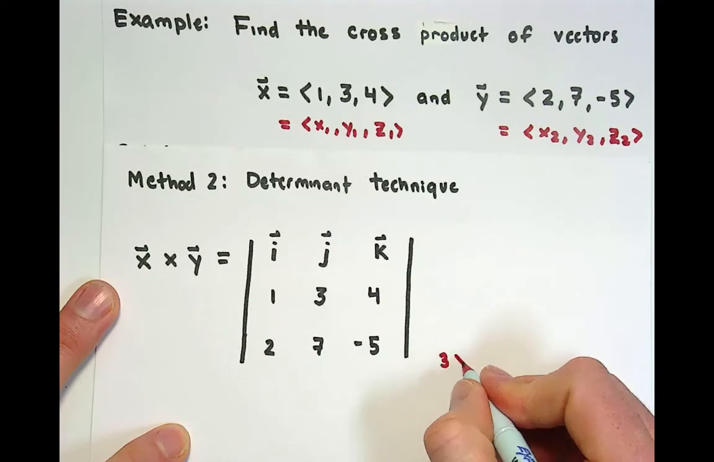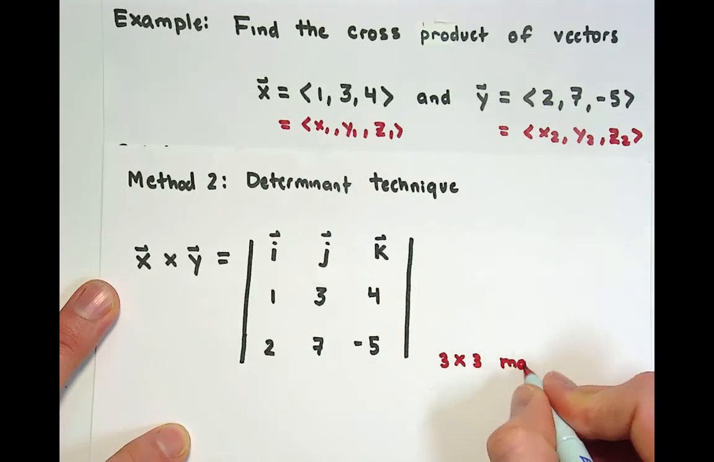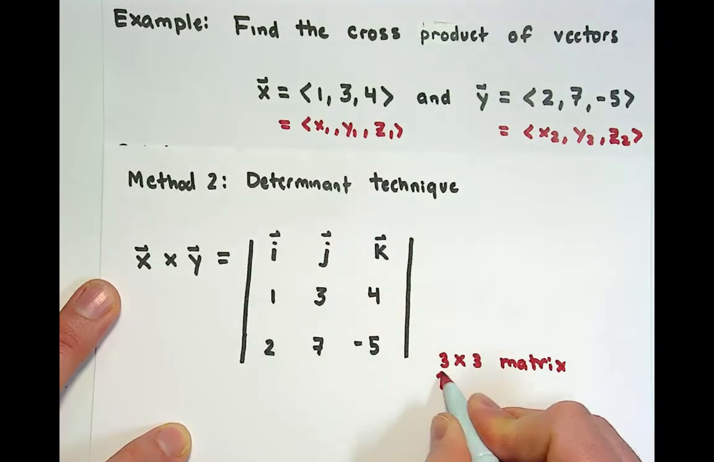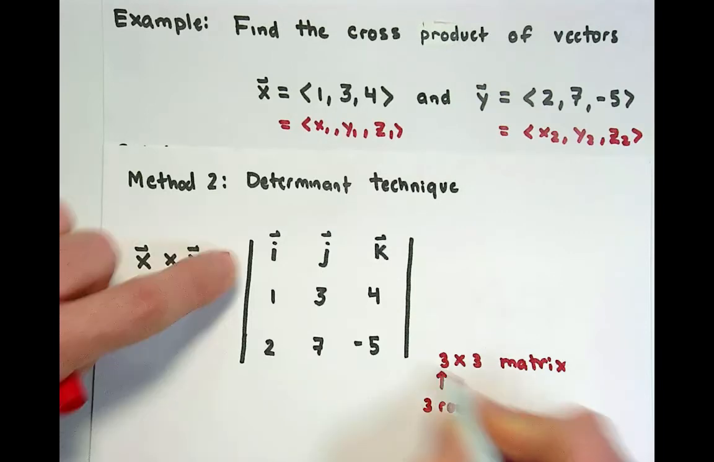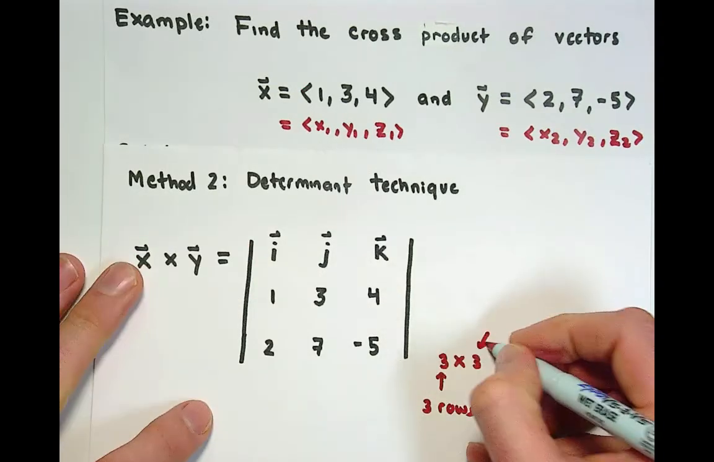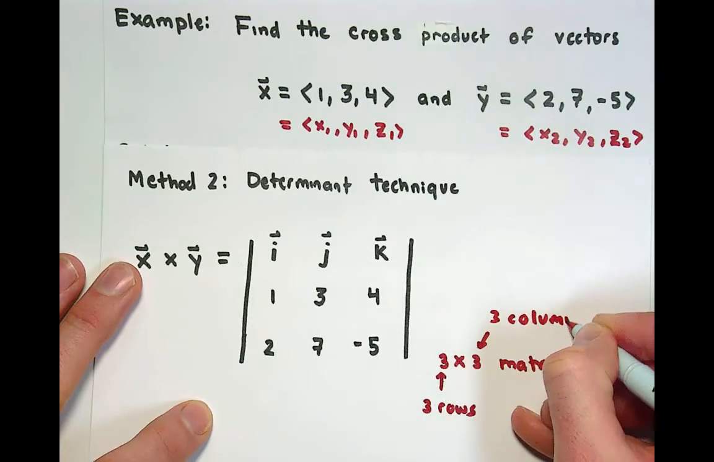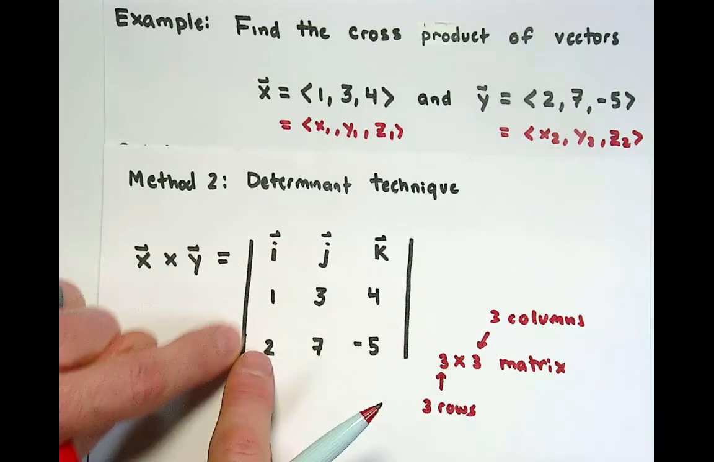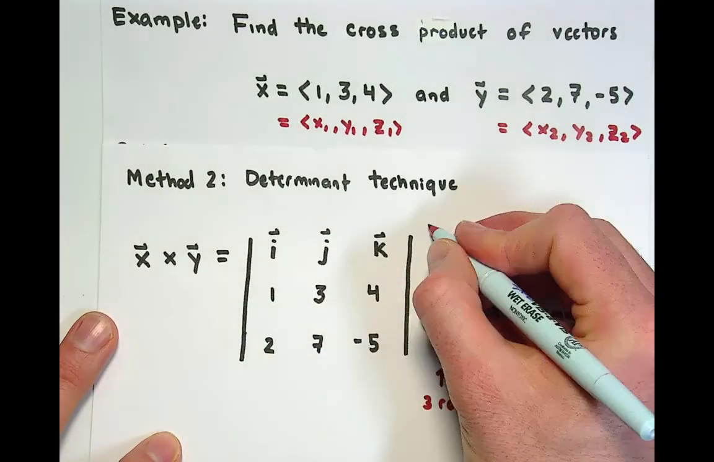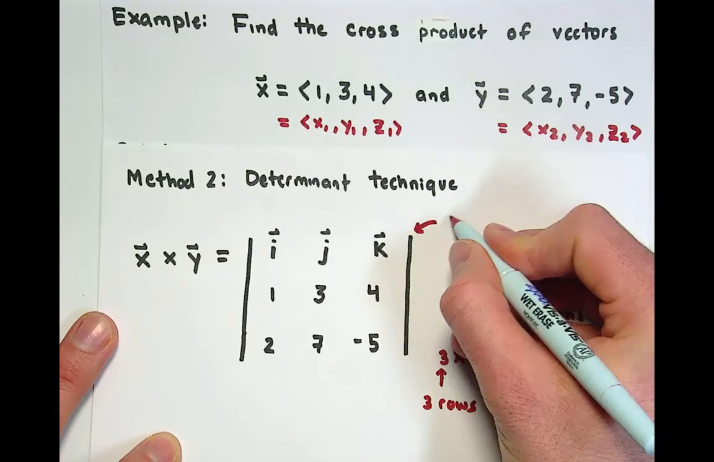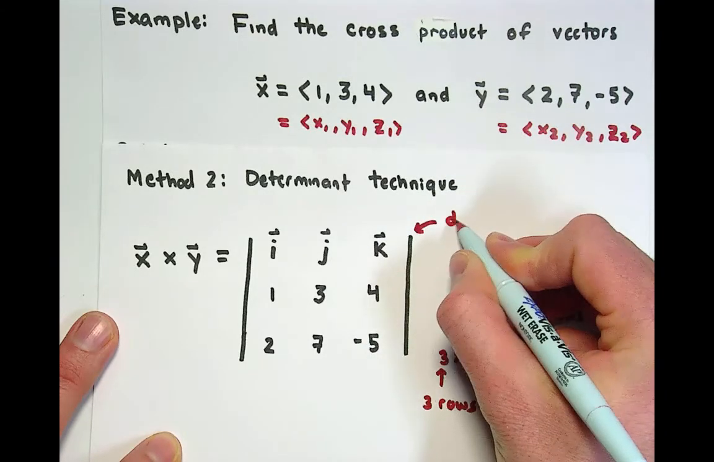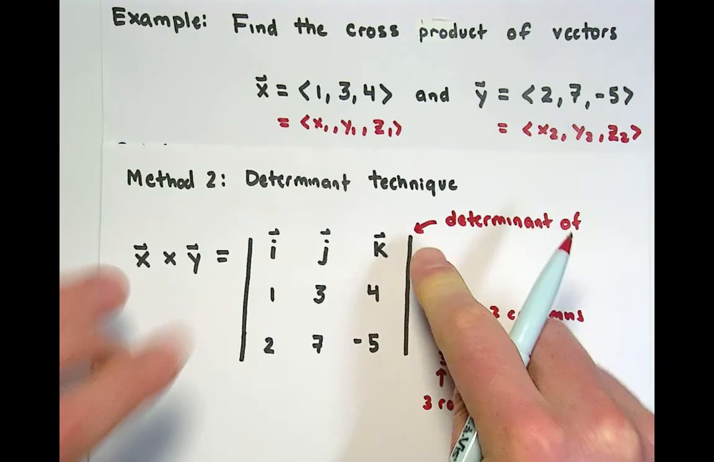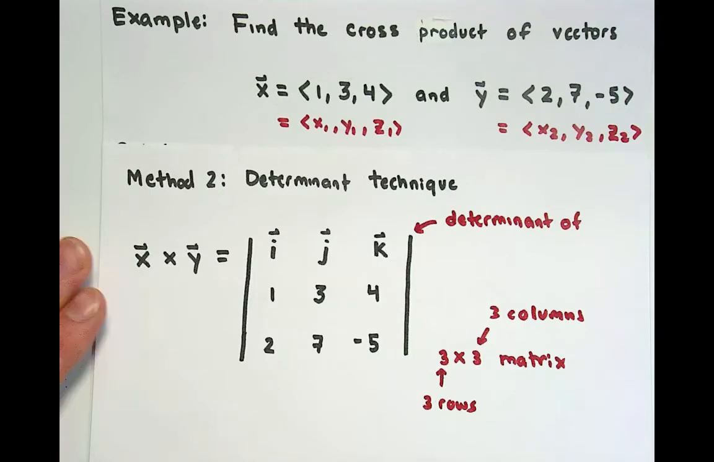Anytime you see this, it is a 3x3 matrix, by the way. And all this means is that there are 1, 2, 3 rows. Rows always come first. And then this is 3 columns. Again, the first row is the row i, j, k, and they're vectors. The second row is x, and the third row is y. Here we see that these straight bars mean determinant of. So you're taking the determinant of the inside.